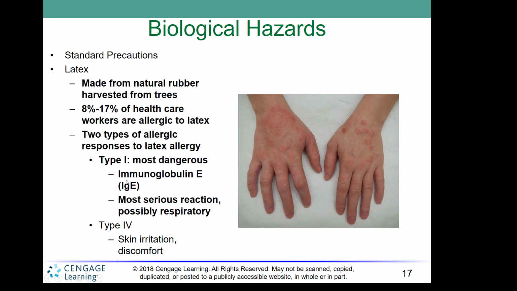Type 1 is our most dangerous type of allergic response. This is the most serious reaction, and it could be a respiratory reaction.